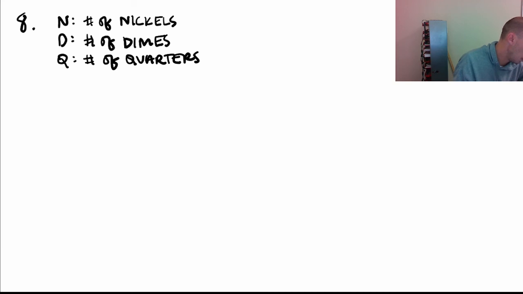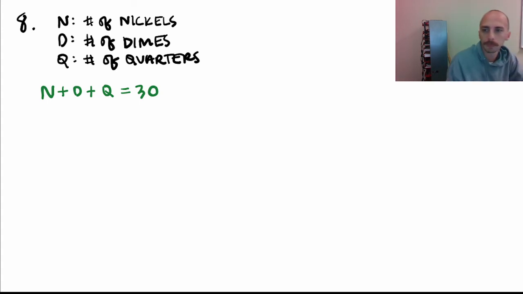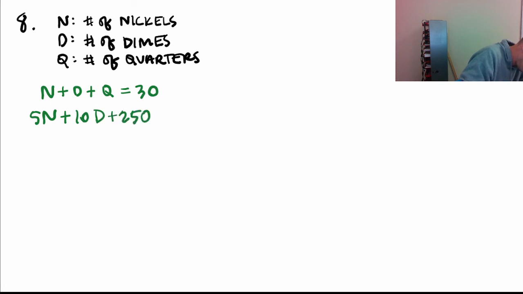So when they say that there's a total of 30 coins, I know that the total number of N plus D plus Q needs to equal 30. Total value of the coins is $3. Well, if I think to stay out of the realm of decimals, you could say 0.05 N plus 0.1 D plus 0.25 Q equals 3. I'm going to personally do it in terms of cents, right? 5 cents per nickel plus 10 cents per dime and 25 cents per quarter is going to equal 300 cents, which is $3.